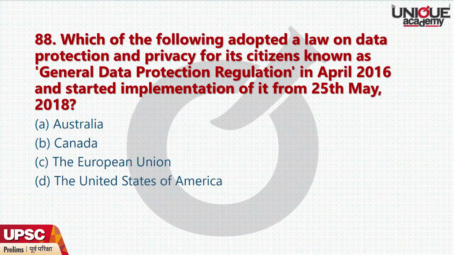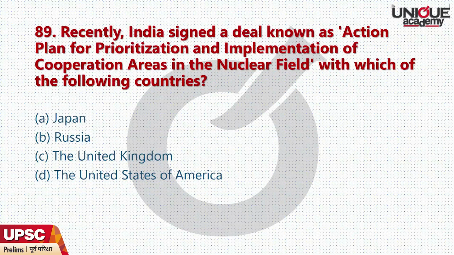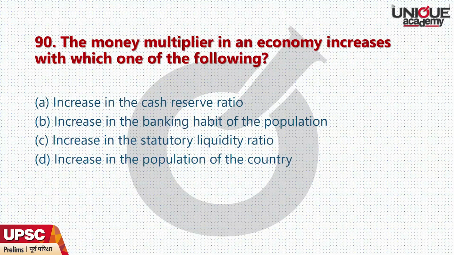Coming to question 89. Recently, India signed a deal known as the Action Plan for Prioritization and Implementation of Cooperation Areas in the Nuclear Field with which of the following countries? Now, this was with Russia in 2018. Very straightforward question indeed.